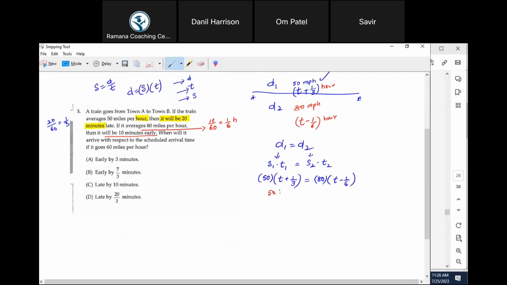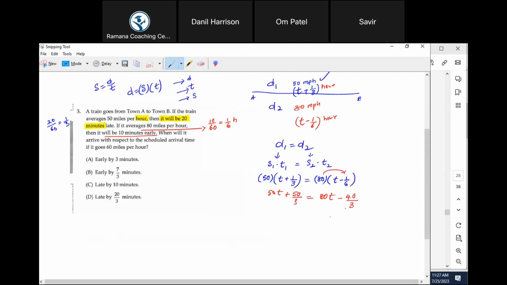So 50t, and 50 times 1/3 is 50 over 3. Distribute. So 80t. What is 80 times 1/6? Can I say 80 times 1/6, if you simplify, that is 40 over 3? Is that right, everyone? 80 over 6, simplified with a 2, isn't it 40 over 3? Is everybody following?